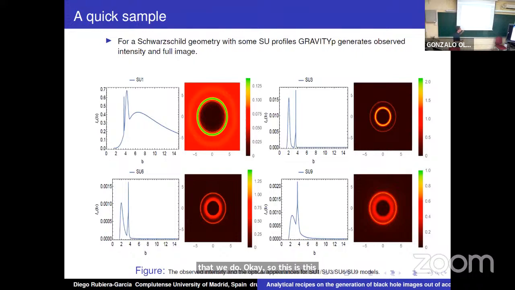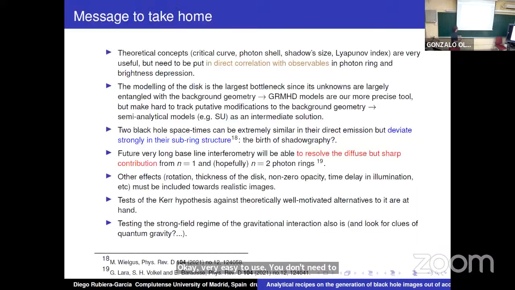Okay, it's very easy to use. You don't need to start making codes. So theoretical concepts have been introducing critical, pure photon cells, adversarial. These are theoretical concepts. They only depend on the background geometry. It has nothing to do with the disk.